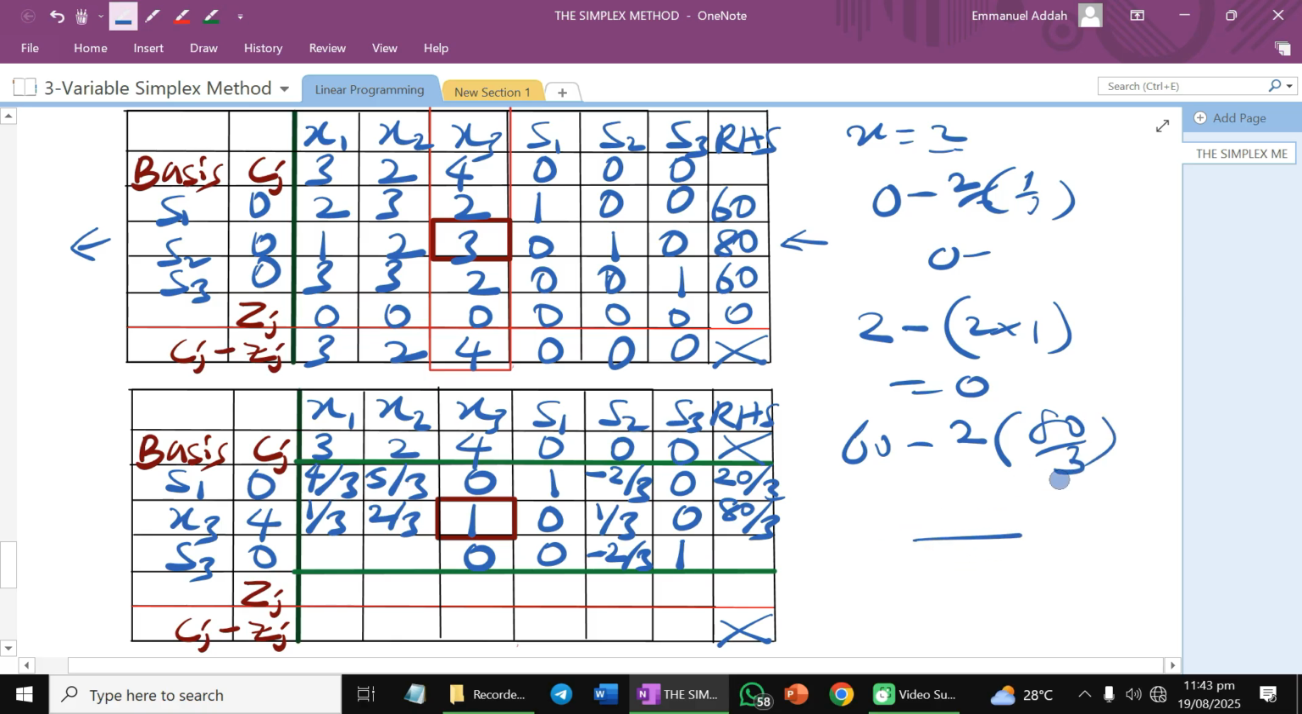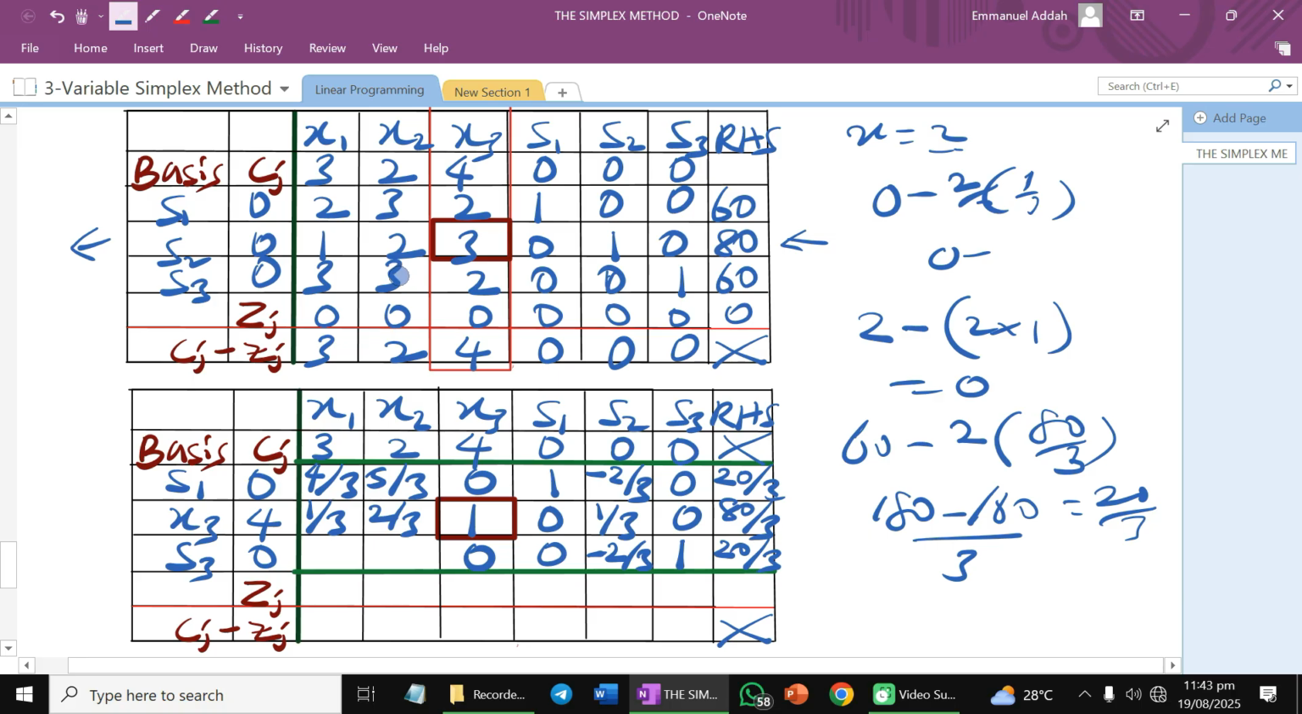We have done it before. That will be 180 minus 160 over 3, since 2 times 80 is 160. So the answer is 20 over 3. Coming here, the same 2 is the multiplying factor. You go to this position here.